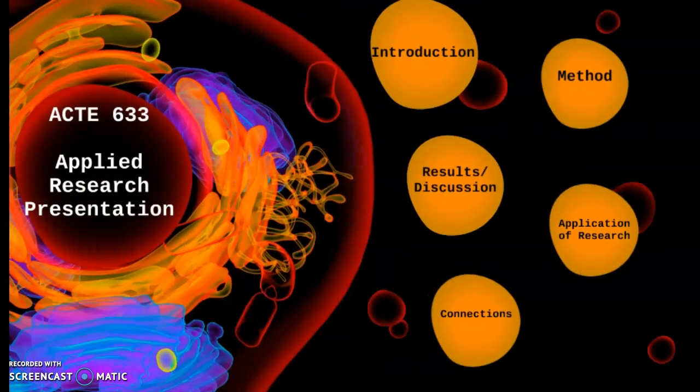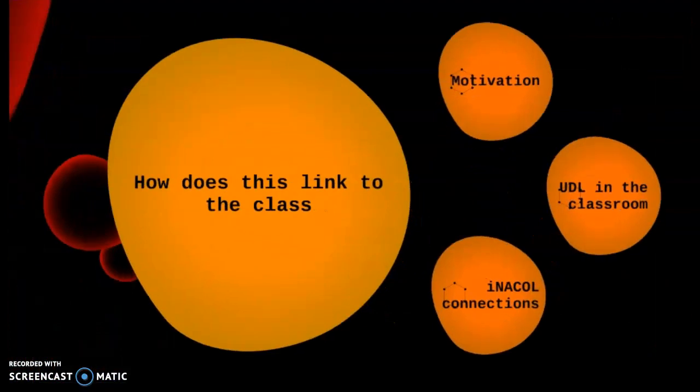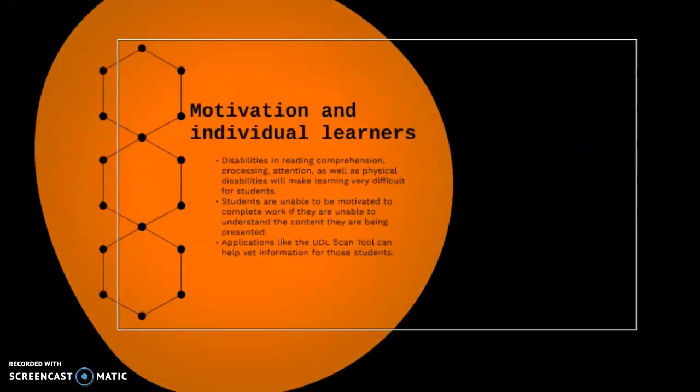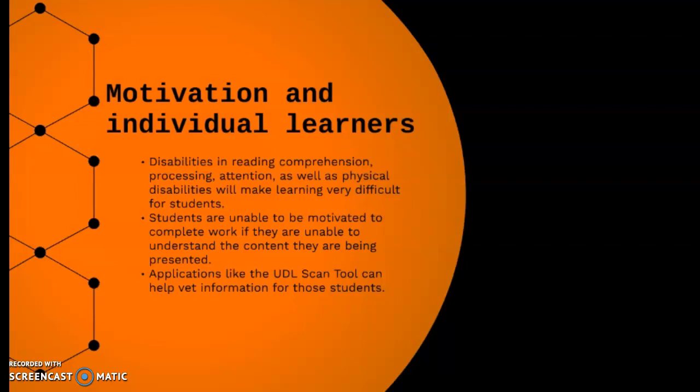Okay, so as far as connection to our class. First off, we talked about motivation of students. Students with disabilities in comprehension, reading comprehension, attention, or even physical disabilities are going to have, or could have, some difficulty in school to begin with. So if you add a content issue on top of that, motivation is going to be really tough. So utilizing things like this UDL scan tool to vet information is going to be super important at meeting those students where they are ability-wise.